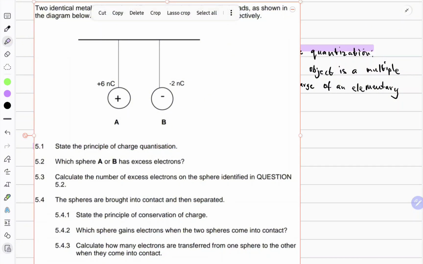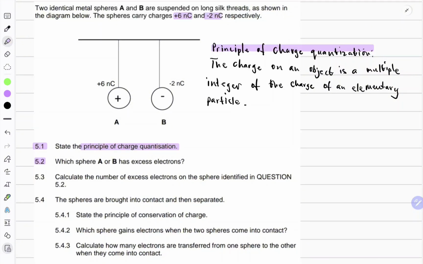So the next question says, which sphere, A or B, has excess electrons? Now this word excess here just simply means additional or extra electrons.